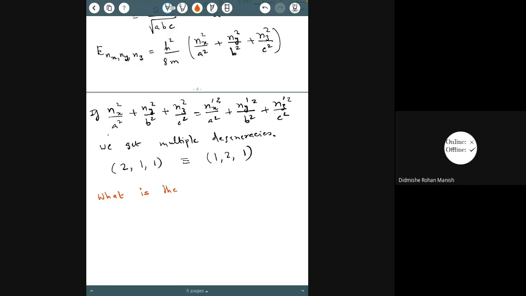Okay, so the next thing we'll do is we'll find a few expectation values. What is the average position, let's say, of a particle in a 1D box?